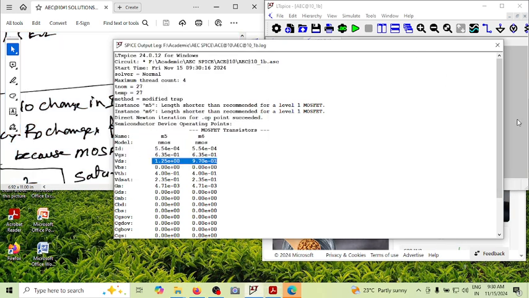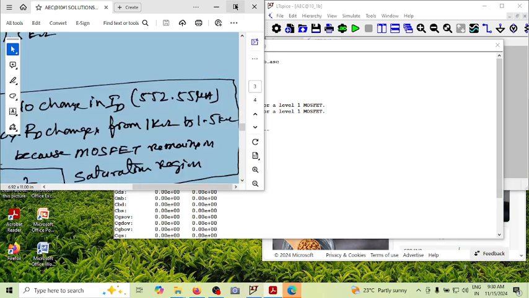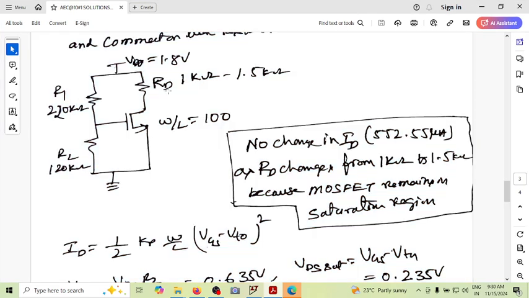The summary of this entire thing is, as long as the MOSFET remains in the saturation region, this RD will not change the value of the current flowing through the MOSFET.